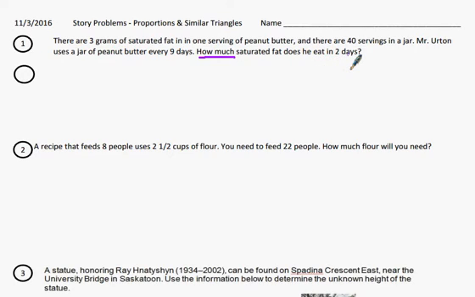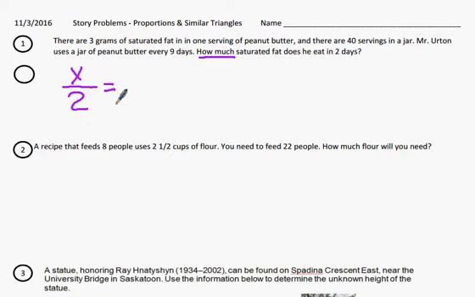There are 3 grams of saturated fat in 1 serving of peanut butter. There are 40 servings in a jar. Mr. Burton uses a jar of peanut butter every 9 days. So I start with my X, saturated fat. And I compare that to, in that same sentence, it tells me that X is related to 2 days. So I put the 2 there.